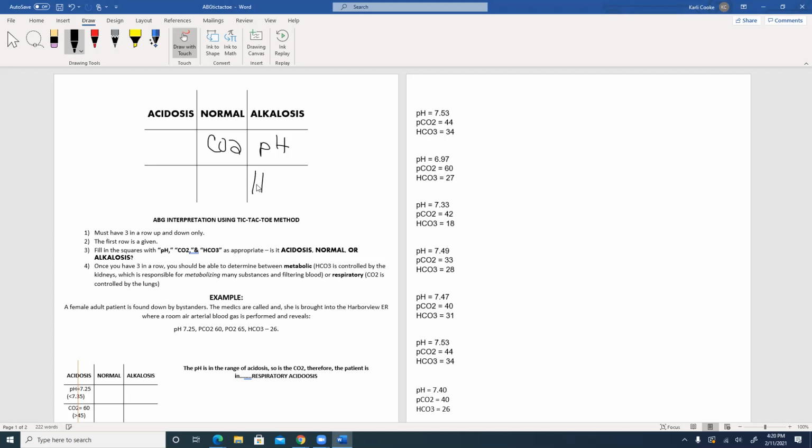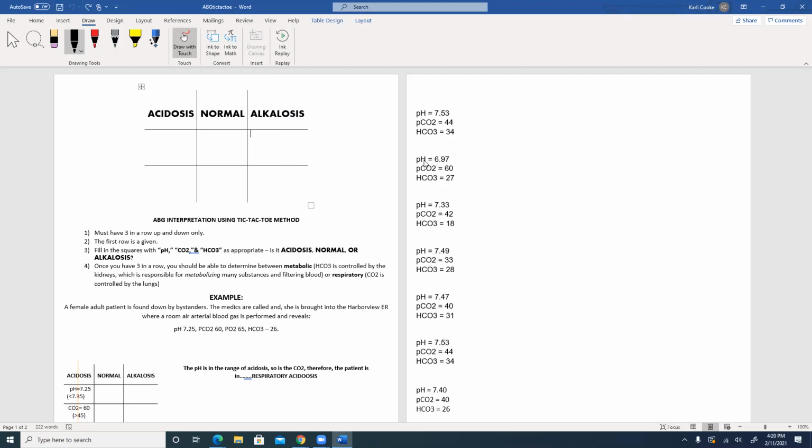So HCO3 is going to go here, right? So now I have tic-tac-toe, 3 in a row, right? It is alkalosis based on the pH. And now, because I know it involved the bicarb, I know that's controlled by the kidneys, and thus this is a metabolic issue. Therefore, the patient has metabolic alkalosis. Hopefully everybody got that.